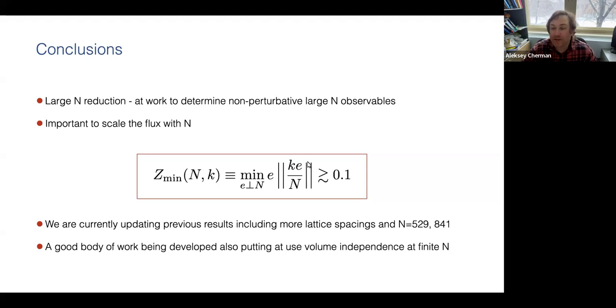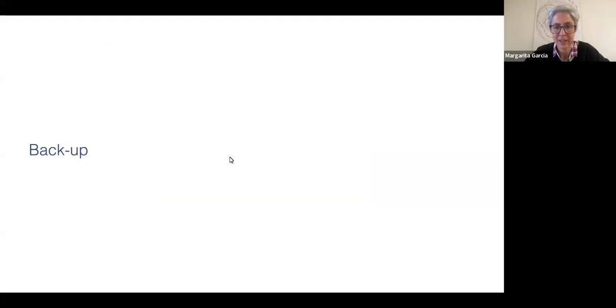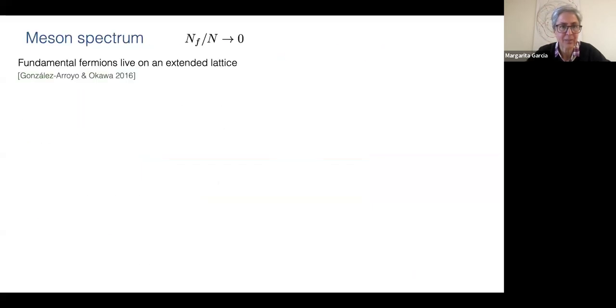I think I'm missing something very basic, which is why wouldn't this be a problem for anything that involves correlation functions? After all, consider a meson. You can think of a meson as a single loop thing. And I have a single loop thing here, a single loop thing there. Yeah, but if I go back to the determination of the meson spectrum, okay?